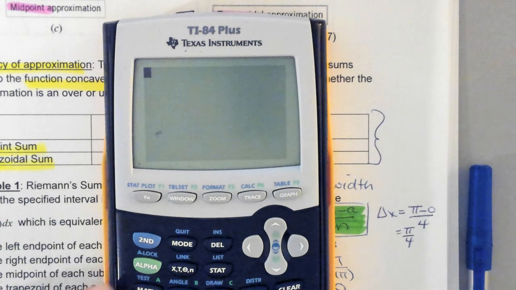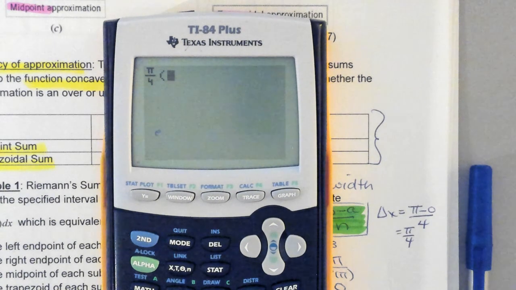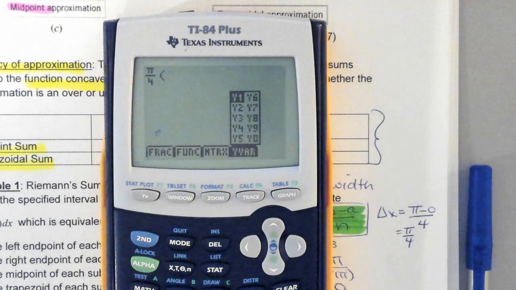Okay, so watch carefully. I'm going to put in pi over 4. I don't want to forget that width. And then I'm going to open my parentheses. And I'm going to go in and grab y sub 1, which is the notation for f of. So it's alpha trace, there's all my y's. So if your function's in y sub 2 or y sub 0 or wherever you put it, then you need to grab that one. I've got y sub 1.